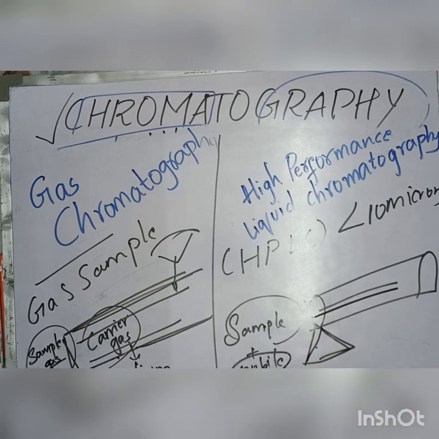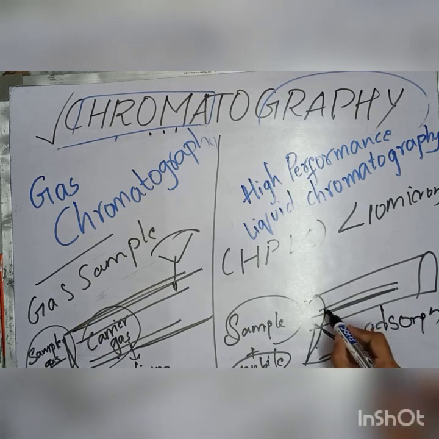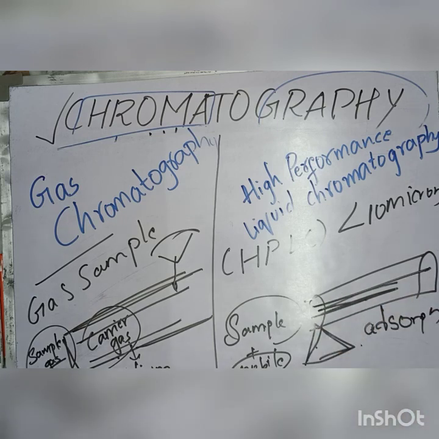Here the mobile phase will carry the sample, and the sample will again move based on its adsorption, as we discussed earlier. The one with more adsorption will travel less distance, and the one with less adsorption will travel more distance. So they are inversely proportional. So this is the entire topic of chromatography and its types.